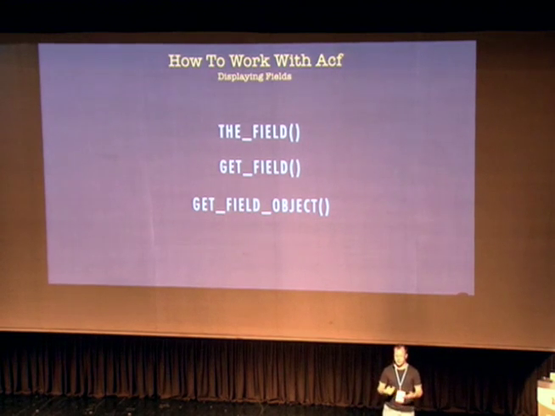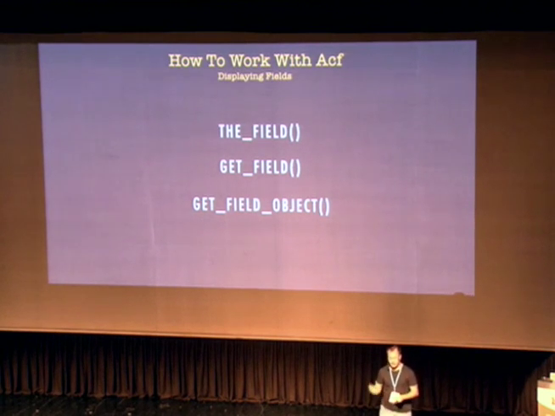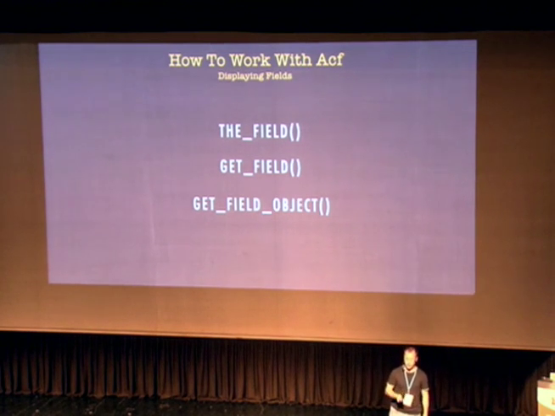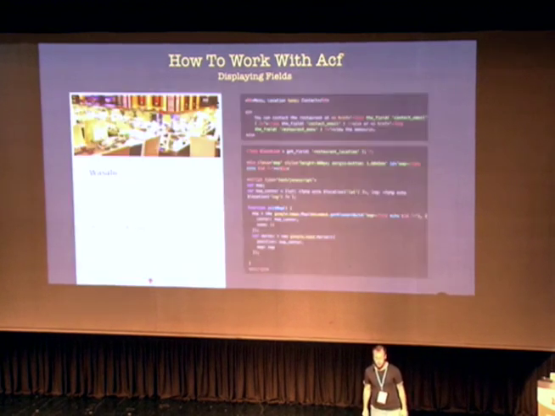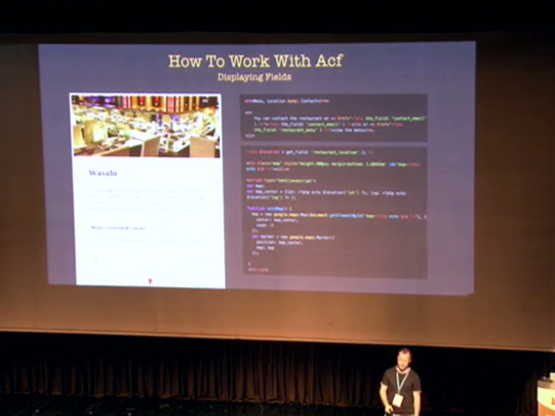When you retrieve the value of a field, you can use the_field to echo it or get_field to return it. Get_field_object is used when you want the whole field, the object, which includes all the options that it has. It does include the value, but it completely describes the whole field. You may want to use this sometimes when creating complex controls on the front end as well. So this is an example of a quick implementation from the 2015 theme. It's basically a restaurant with 3 custom fields.